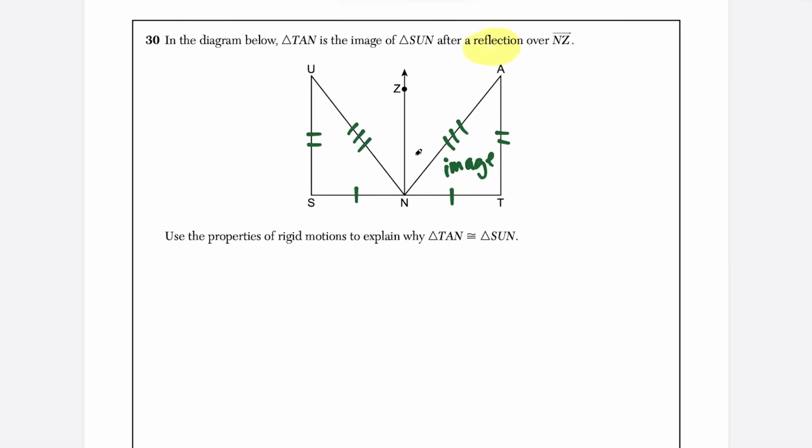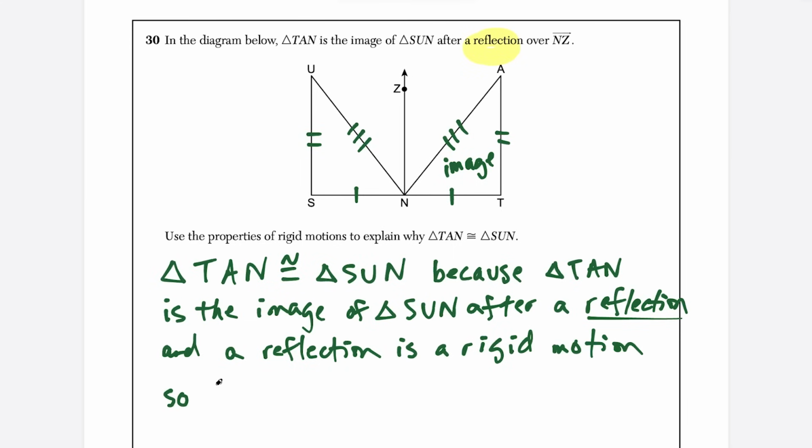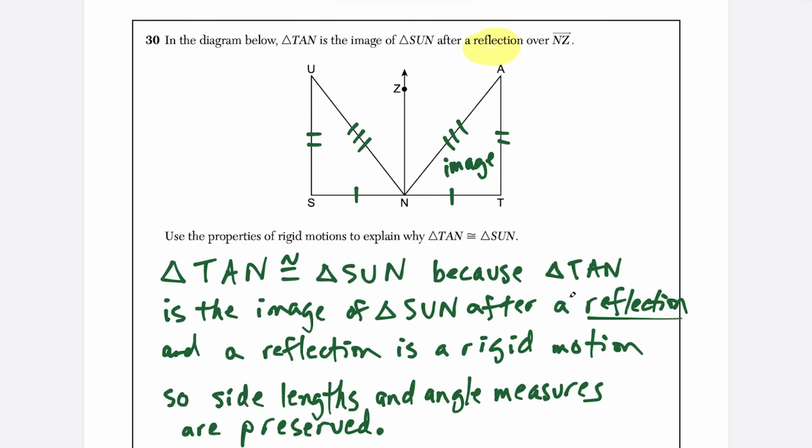I could say SSS, but this is only a 2-point question, so I don't have to write as much. What I have to mention in my response is that a reflection is a rigid motion which preserves side lengths and angle measure, and that makes the two triangles congruent. Now, the key phrases that I mention here are we have a reflection, which is a rigid motion, and a rigid motion preserves side lengths and angle measures. So that's why these two triangles are congruent. The side lengths and the angles do not change.